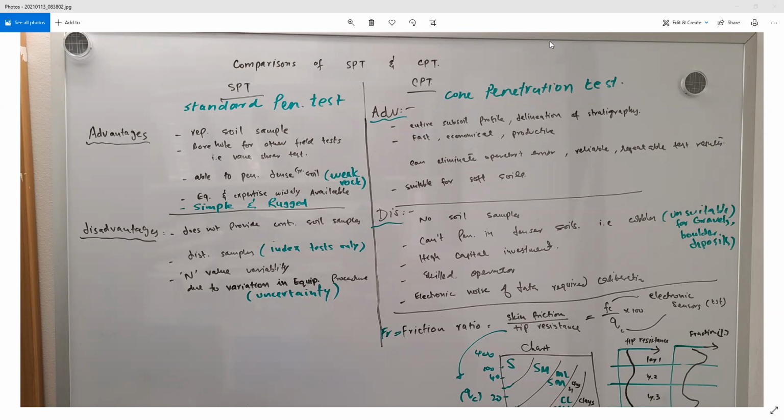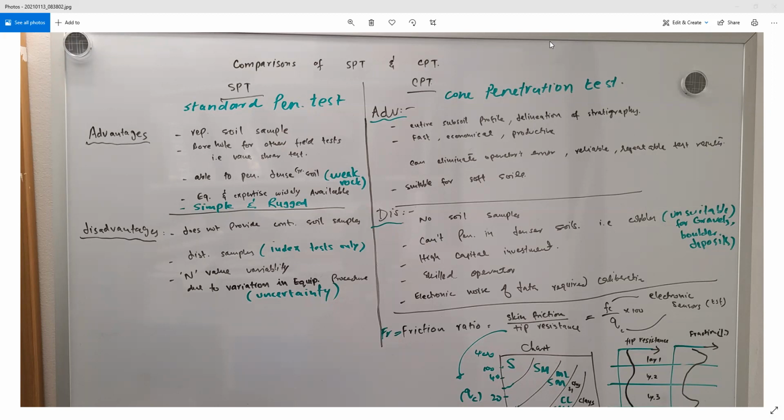Today we will do a brief lecture on comparisons of SPT and CPT. SPT is standard penetration test and CPT is cone penetration test. Both methods are used to find out the soil stratification for a project. There are some advantages and disadvantages for both methods. These are the most common methods that we use in order to find out the soil properties, soil investigations for a project. So first of all, SPT, which stands for the standard penetration test.